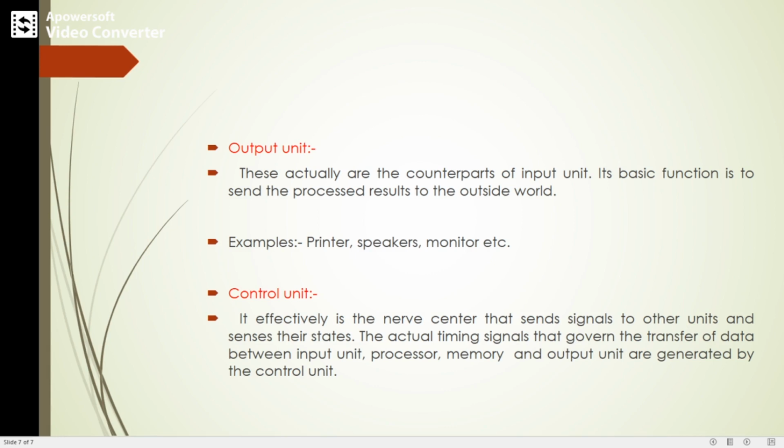The last functional unit is the control unit, which sends sets of control signals to the other functional units. These are the actual timing signals that are transferred whenever data exchange takes place between the input unit, processor, memory and output unit. We can have different control signals, and those control signals are generated by the control unit.